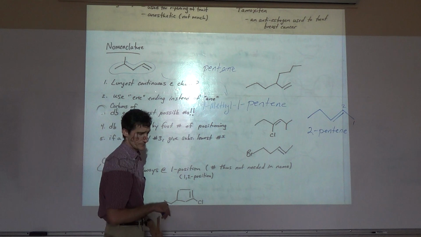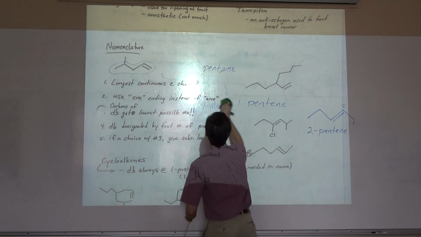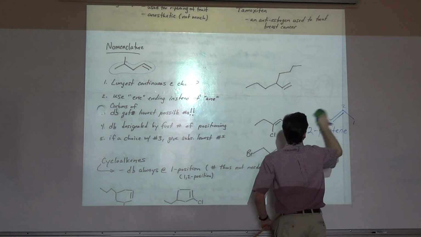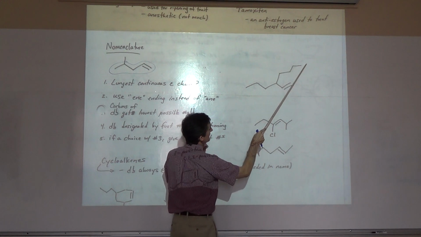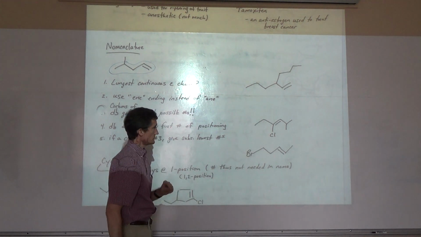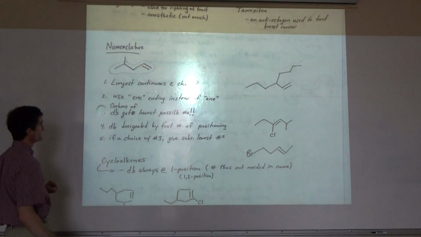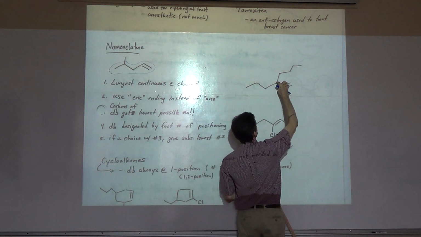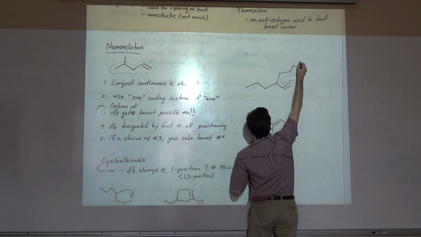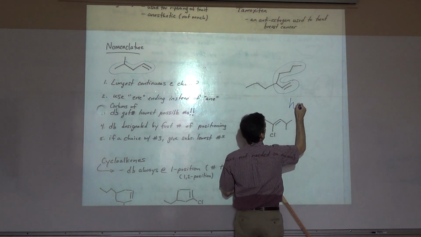Okay, let's name this guy over here. Longest continuous chain, 1, 2, 3, 4, 5, 6, 7, 8. I don't see any other 8. The problem though, that 8 does not contain the alkene. The alkene must be within the longest continuous chain. We might as well start here. 1, 2, 3, 4, 5, 6. 1, 2, 3, 4, 5, 6, 7. And so we have a 7 here, a 7-carbon chain with an alkene. That's going to be called a heptene.